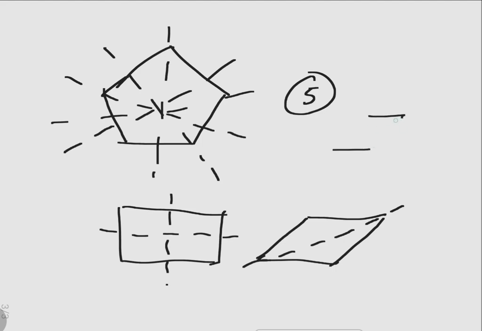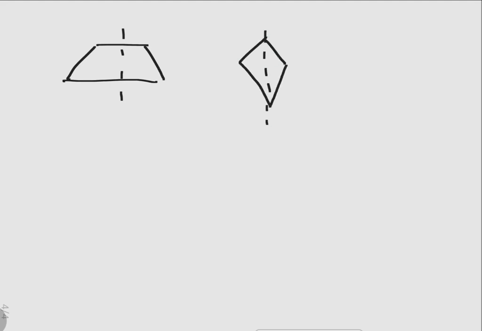For a rhombus, all the 4 sides are equal, and when we draw something like this or something like this, it has 2 lines of symmetry. What about a trapezium? A trapezium has 1 line of symmetry. What about a kite? A kite also has 1 line of symmetry.